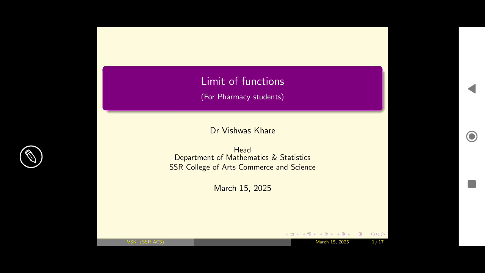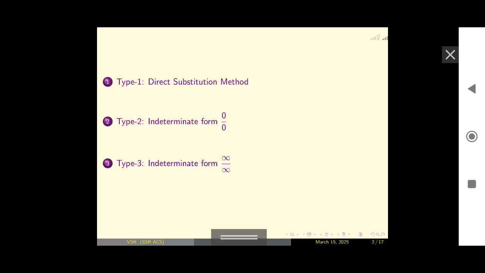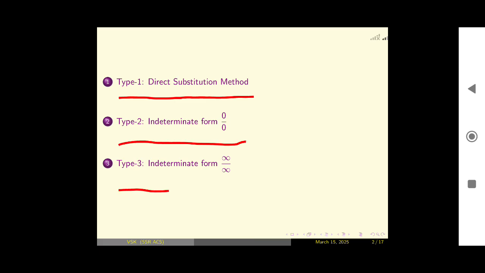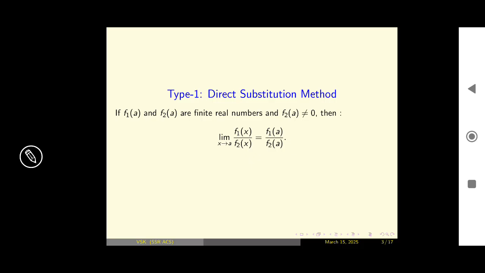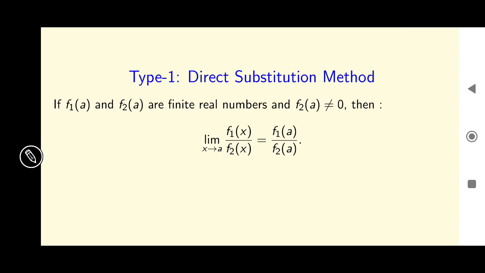In this lecture, we will see how to find the limit of a function. We'll see three different types. First type is the direct substitution method. Second type is the indeterminate form 0 by 0, and type 3 is the indeterminate form infinity by infinity. So first is the direct substitution method.